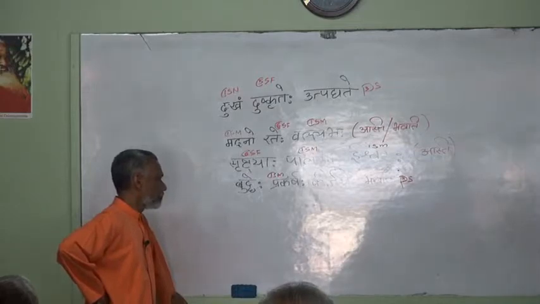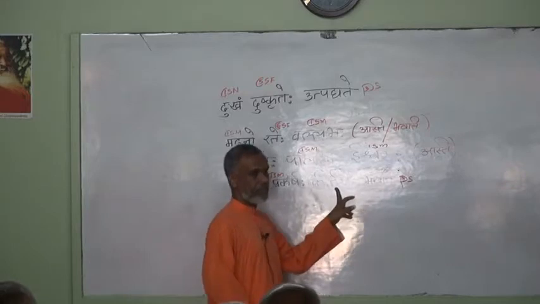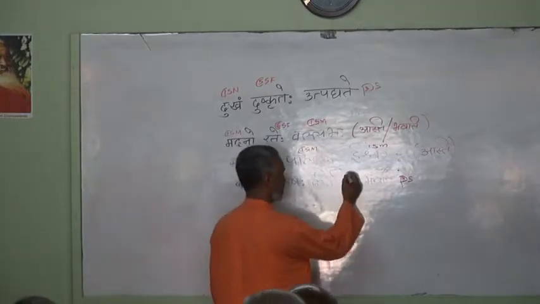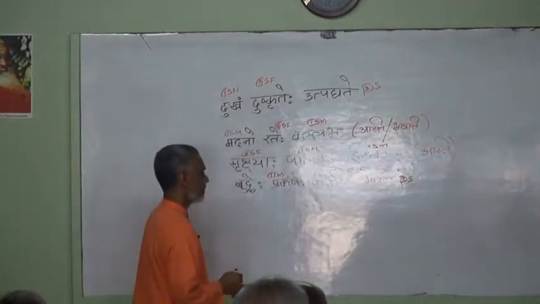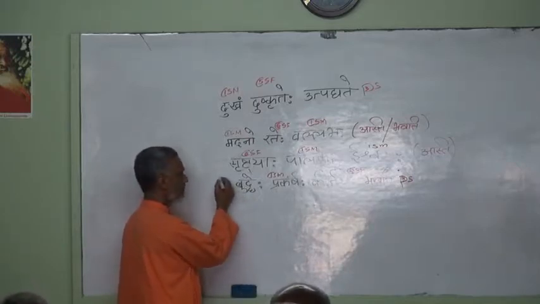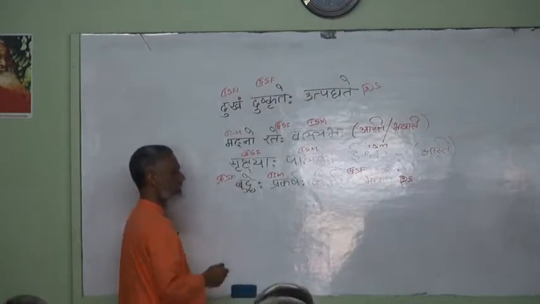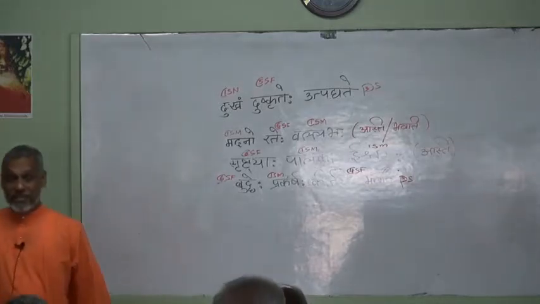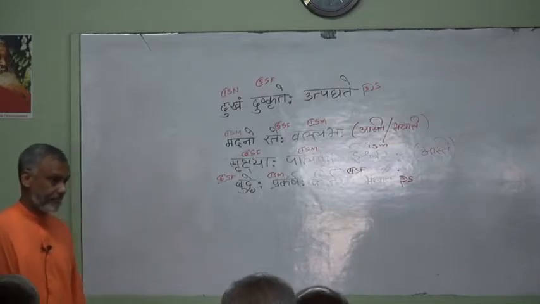Right. Now, kirtaye. What case and number will it be? And here, buddhi hai. Buddhi is feminine. Interesting. Intellect is feminine in Sanskrit.